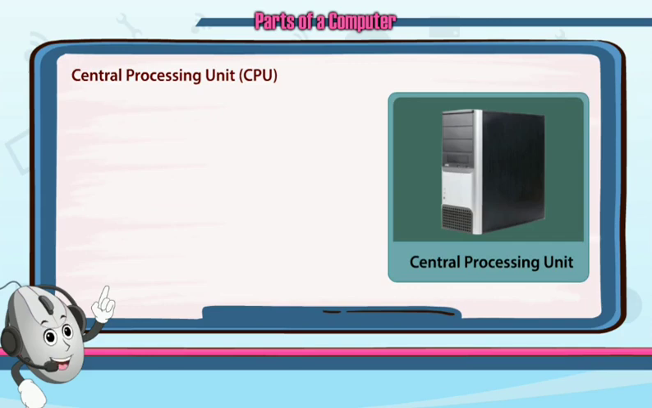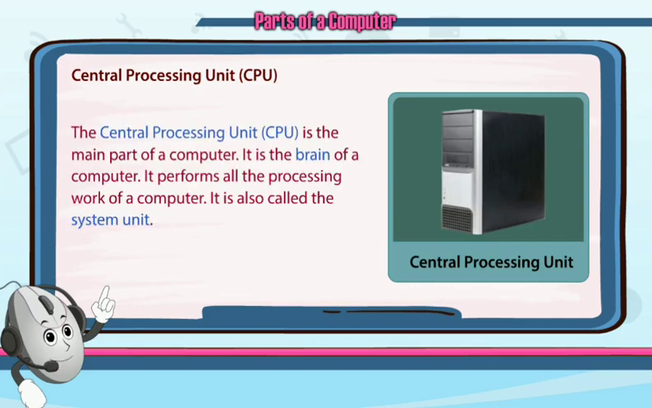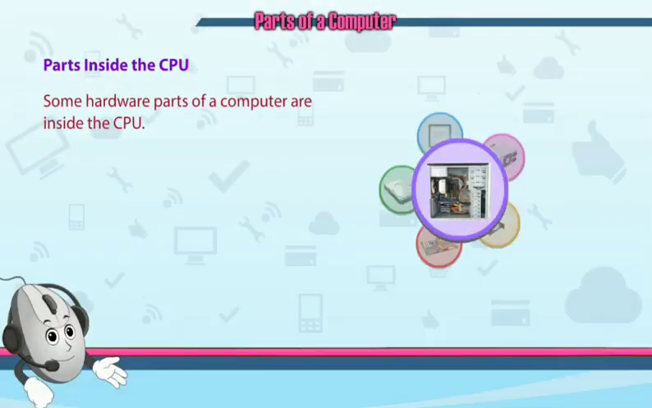Next one is CPU, Central Processing Unit. The CPU is the main part of a computer. It is the brain of a computer. It performs all the processing work of a computer. All the work is done by the CPU only. It is also called system unit.